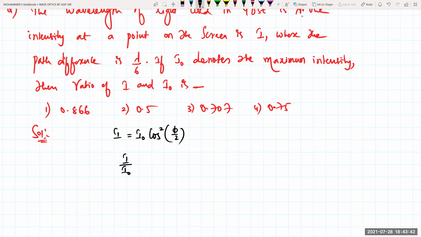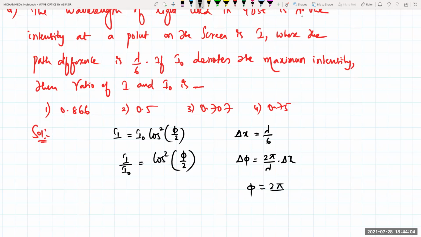I by I naught will be equal to I naught cos square phi by 2. He has given me the path difference, that means delta x. Delta x is given as lambda by 6, and delta phi will be equal to 2 pi by lambda into delta x, and I can even write phi is equal to 2 pi by lambda into x. This is the formula to calculate the value of phi.